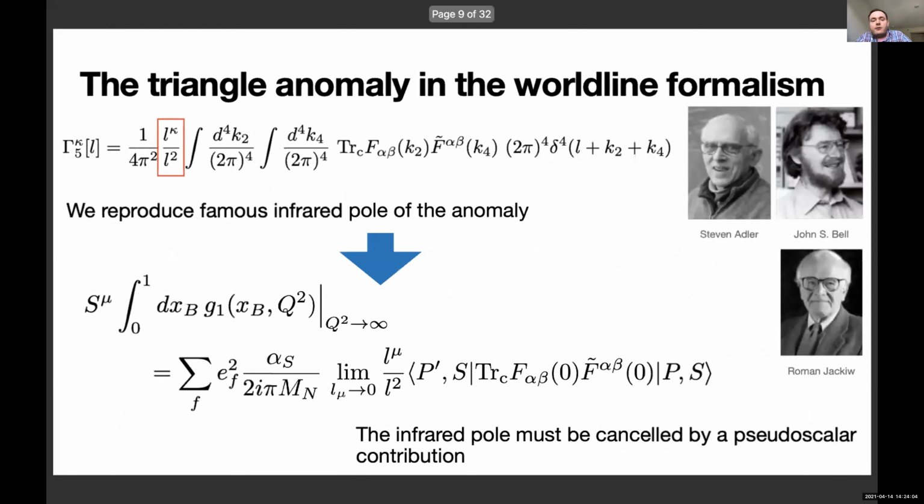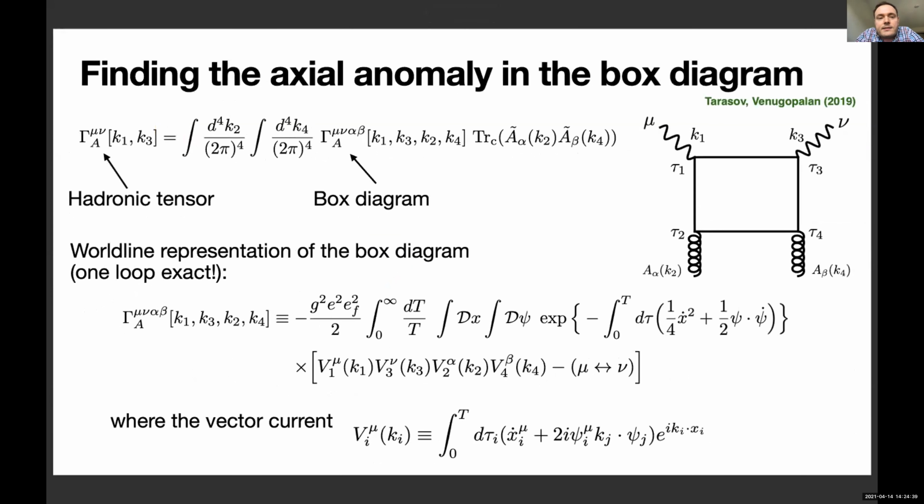And then in this approach, we actually can calculate the triangle diagram. And doing this calculation, we explicitly reproduce the infrared pole of the triangle diagram. And in this sense, for the first moment of the G1 structure function, we reproduce these equations which have a pole, and we show that indeed the first moment of the G1 structure function is defined by the operator F F dual. But then we can extend this calculation to the box diagram. Again, we start with the general representation of the box diagram, so we use a worldline approach. In this approach, we write down a one-loop exact expression for the box diagram. So in our calculation, we don't do any high energy expansion. We just calculate the diagram as it is, because we found that it's crucial for our calculation.